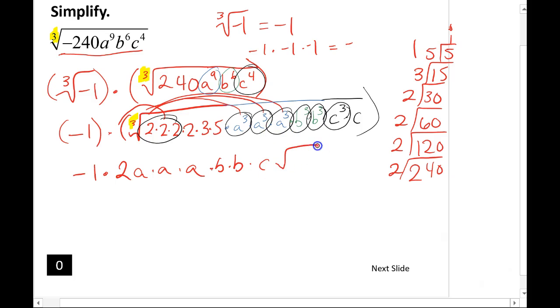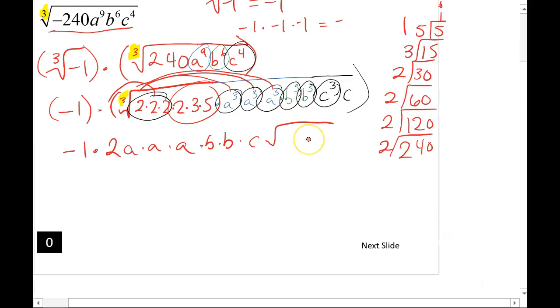Okay, so I'm doing this kind of one step at a time. And then what I have left over is this 2, 3, and 5. So that's 2 times 3, which is 6, times 5, which is 30. And remember, don't forget your index. And then the last variable, c.